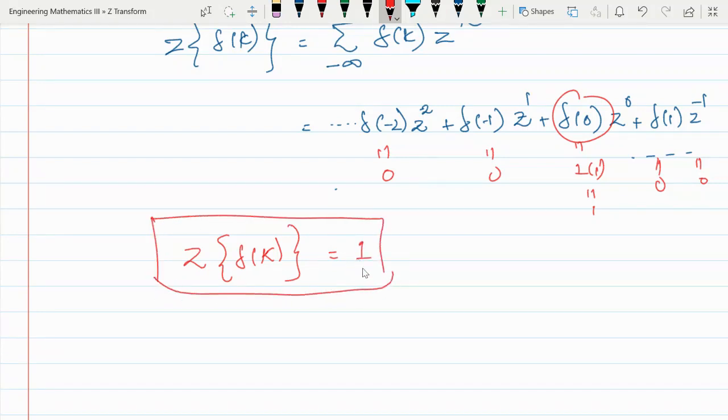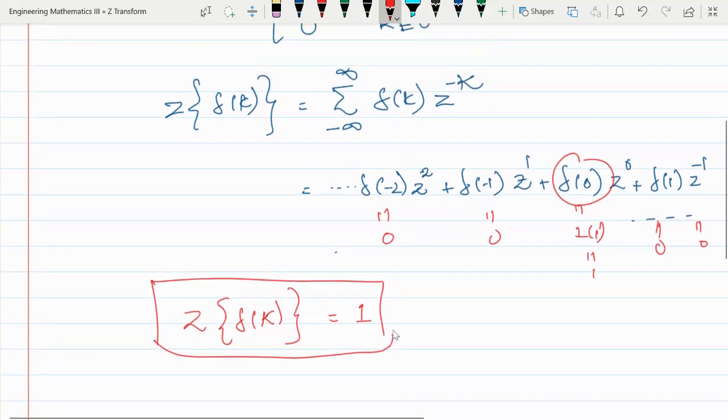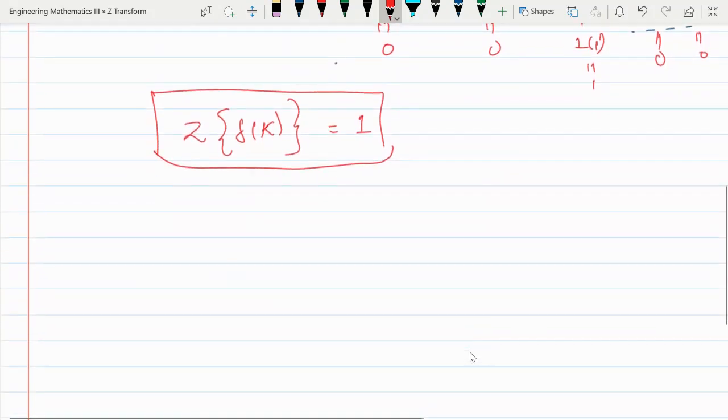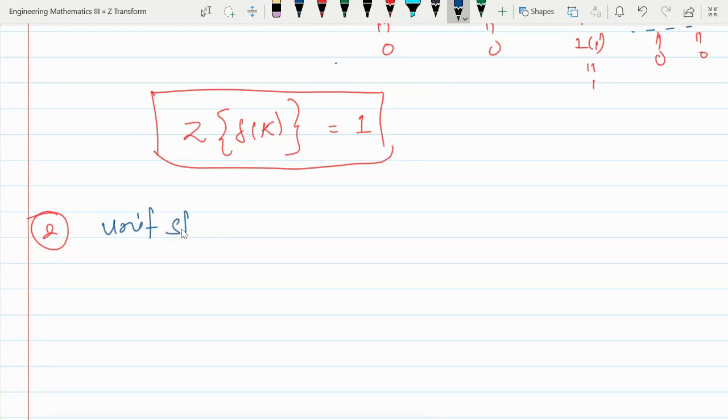You just have to substitute whatever delta k or f of k is given and expand the sum. Okay, so let us see the second function. The second function I have is the unit step function.